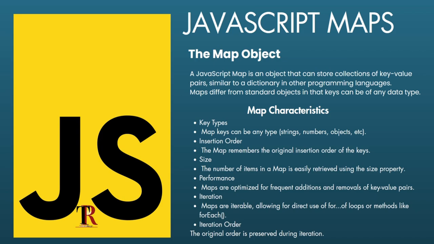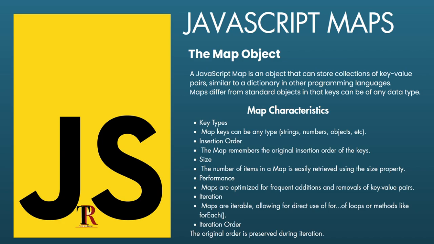And the next characteristic is iteration. Maps are iterable, allowing direct use of for...of loops or methods like forEach. Remember that when we talked about the WeakSet, WeakSets are not iterable by default because the values of a WeakSet can be garbage collected. But in the case of maps, you can iterate over the values. So you can use things like for...of loops or methods like forEach to iterate over the values of a map object.